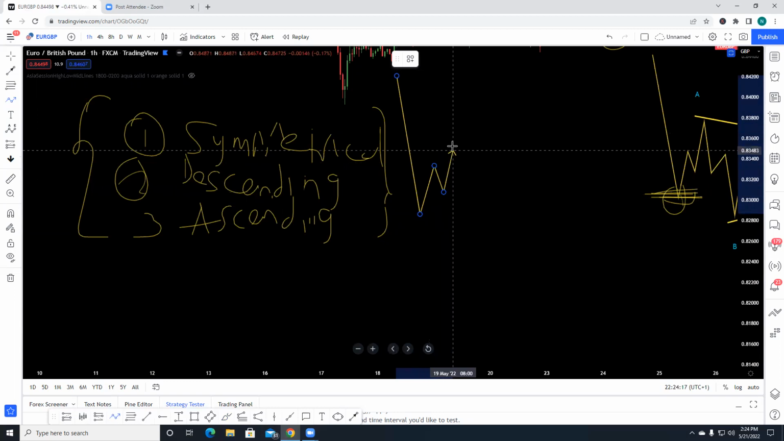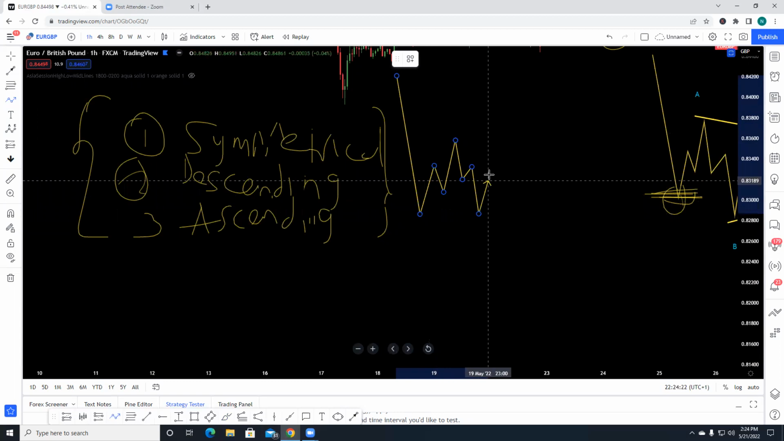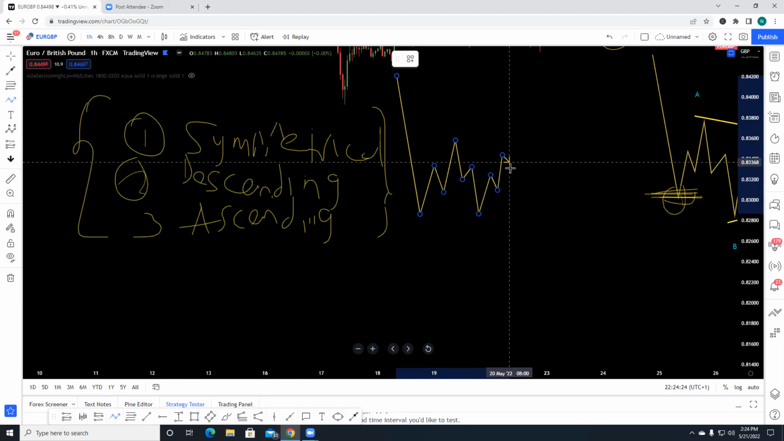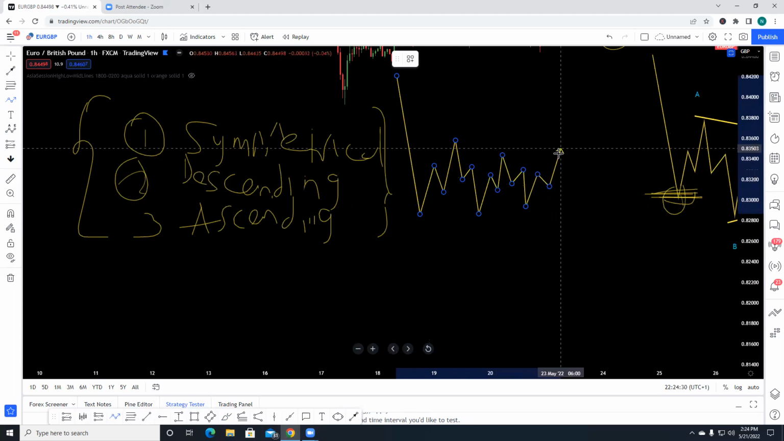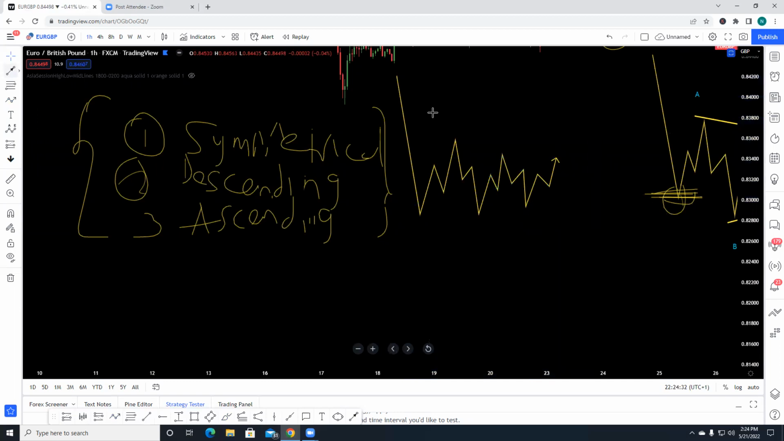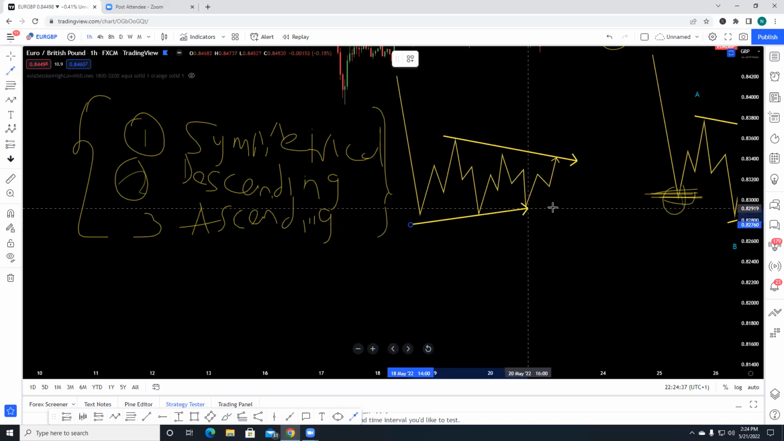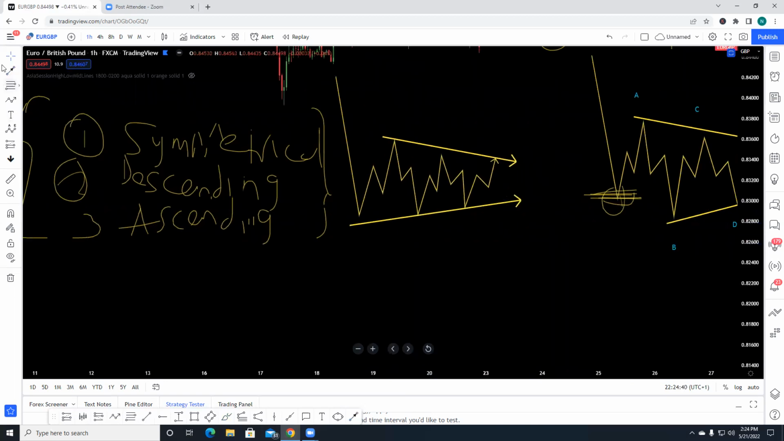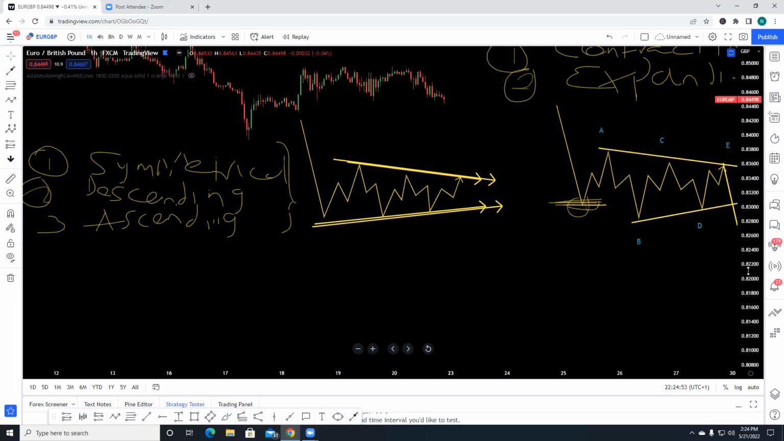One, two, and three. One, two, and three. One, two, and three. Notice something real quick, guys. You see this? Do you notice something? The top is slanting downward, and the bottom, the base, is slanting upward. They are slanting at equal proportion.